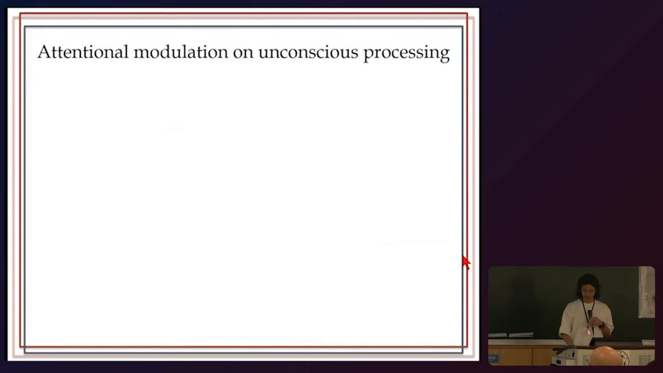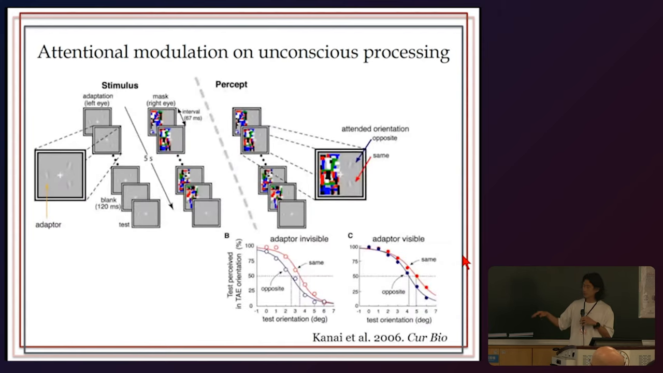there are a few studies on this, focusing on the lower level features. For example, in 2006, Yosakana and colleagues already showed that if you ask participants to pay attention to a certain orientation, and an unconscious same orientation, if you look into the adaptation effect, it modulates that effect. So if you pay attention to the same orientation, then you see that changes the adaptation, right?